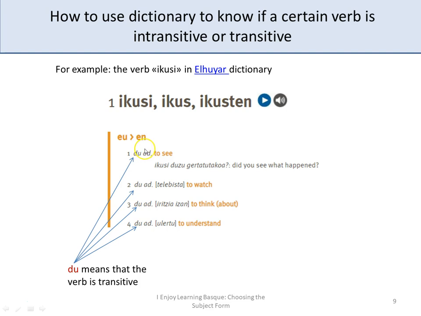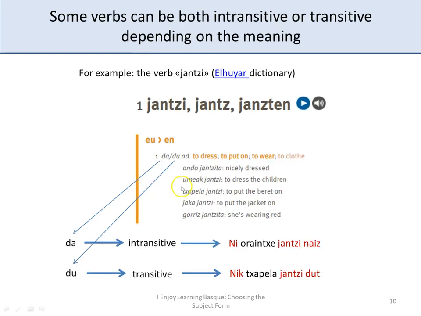here there is not da, because you can see that there is written du, and here as well, here as well, here as well. So du means that the verb is a verb that is transitive. So we know that with this kind of verbs we have to use the subject NORK. And here there are some verbs that can be both intransitive or transitive, depending on the meaning.